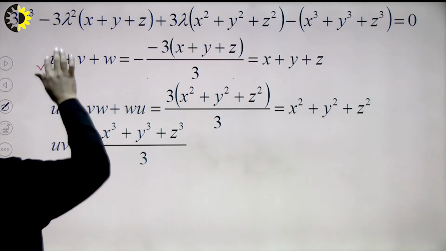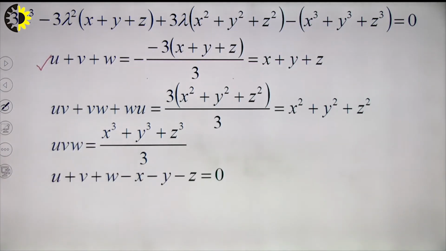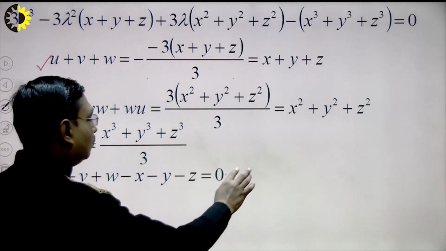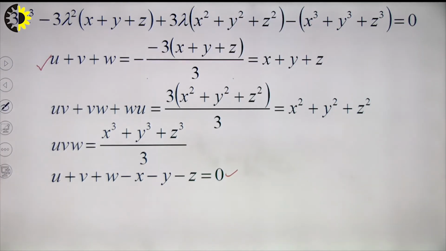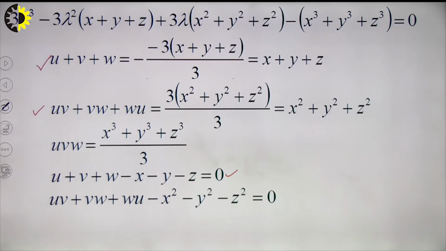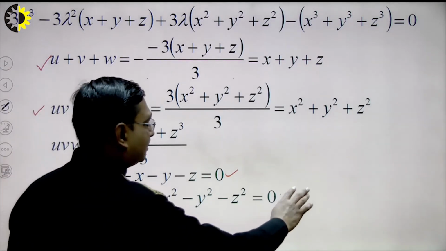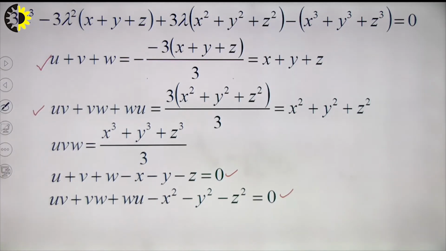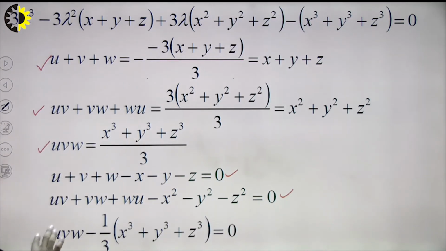From this relation, I can write u plus v plus w minus x minus y minus z. From the second relation, I can write uv plus vw plus wu minus x square minus y square minus z square. From the third relation, the right hand side will be shifted towards LHS and I will obtain this. Now, these three relations are obtained.